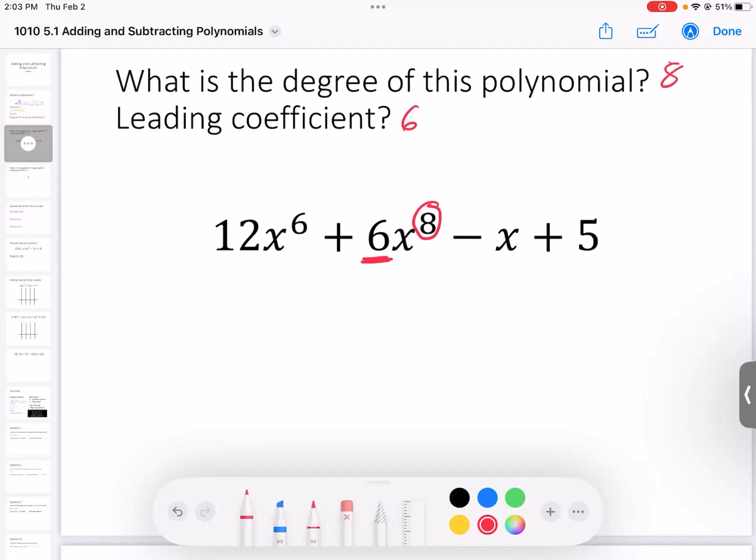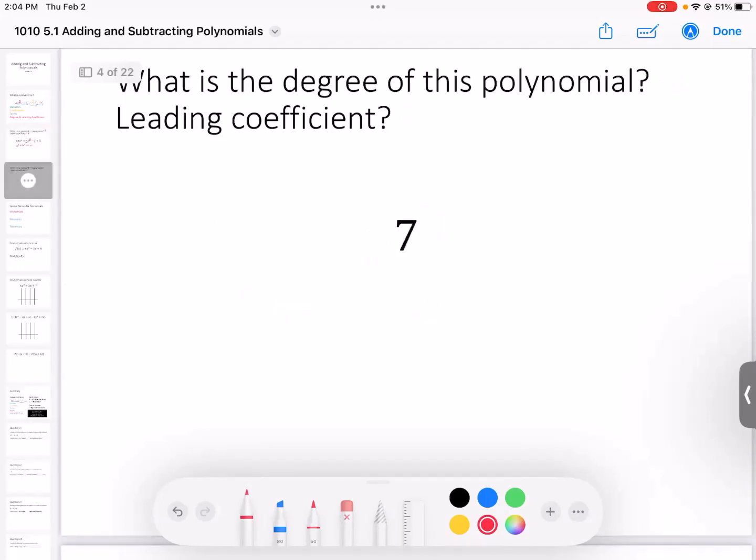Now, typically, we don't write polynomials like this because it's standard practice to write it in order from largest to smallest exponent. So it's more likely that you would see a polynomial written like this because that would be in decreasing order of the exponents. But even if it's written out of order, the degree of the polynomial is still the largest exponent in the polynomial. Okay, what about this one? What would be the degree of this polynomial?